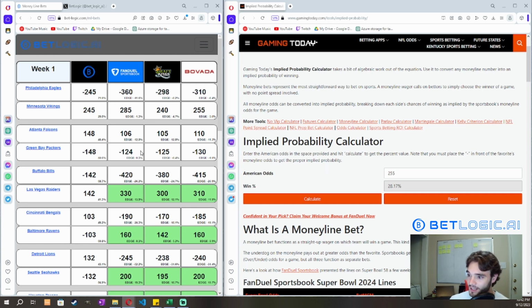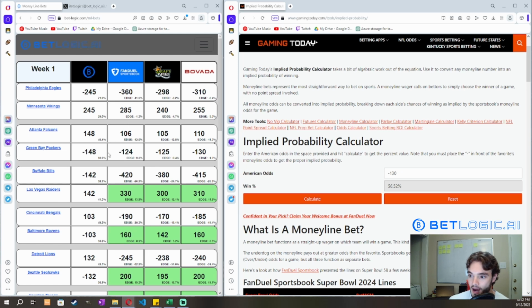So let's look at the Green Bay Packers here. They have minus 130 on Bovada, so let's go ahead and drop that number in there. Calculate. As you see, a minus 130 means that in order for that to be a profitable bet, the Packers would need to have a greater than 56.5% chance of winning that football game.